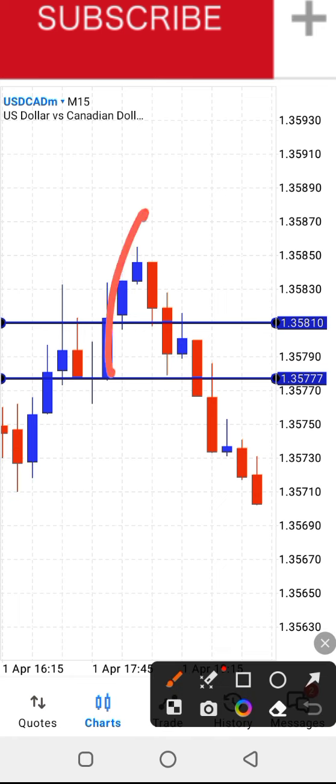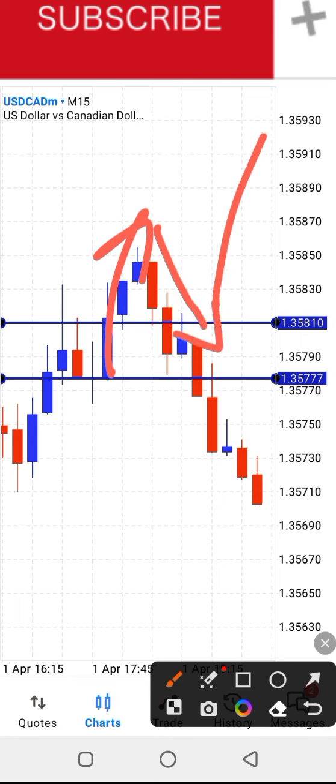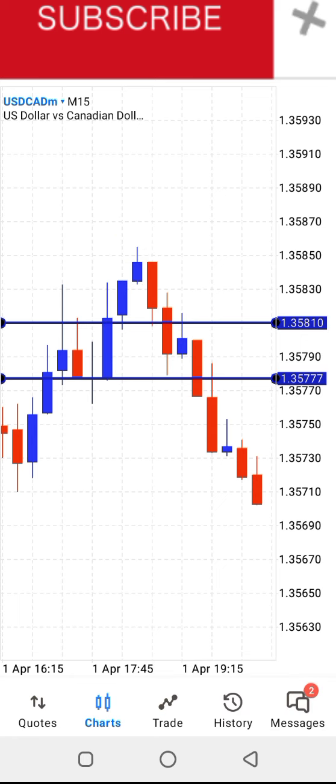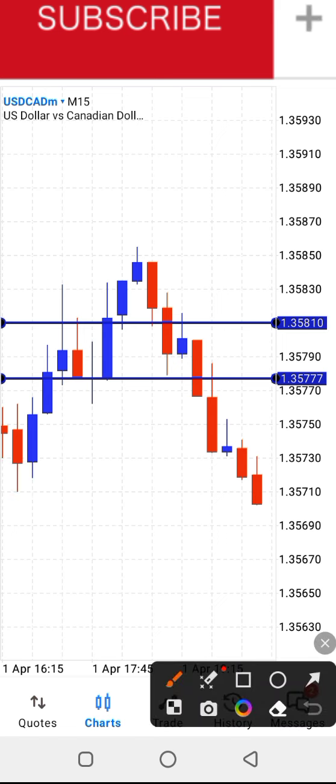So price pushed up this way. I'm expecting that price will come back to this order block and give me a buy trade. But instead, price did what? Price blasted through it like this, as if it does not exist. Automatically, it is now my breaker block. My order block is now my breaker block because price disrespected it.